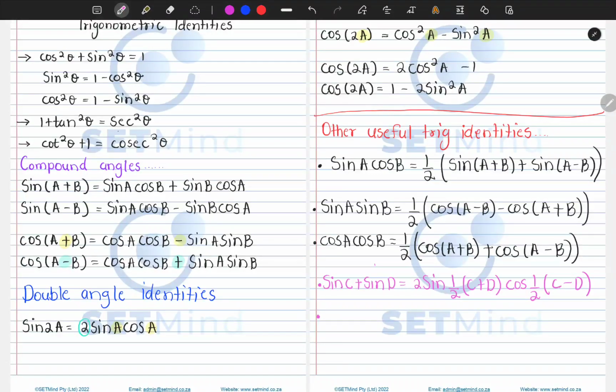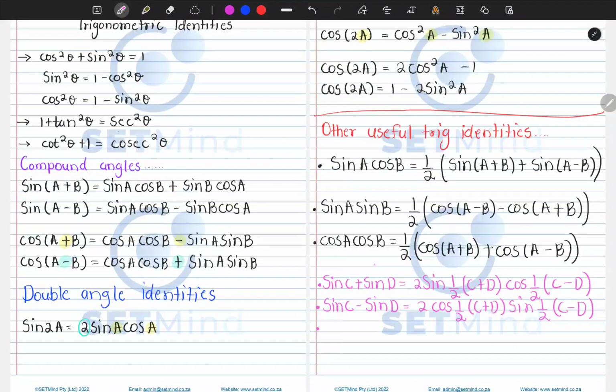And then we have another one where we have a minus instead of a plus in between. So let's say we have sine c minus sine d. What is this equal to? This will be 2 cos of half the angle c plus d, and then multiplied by sine of half the angle c minus d.